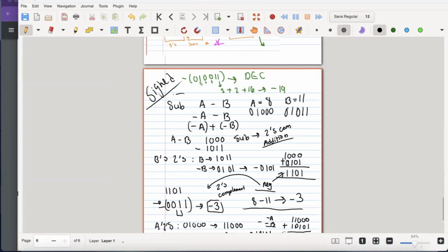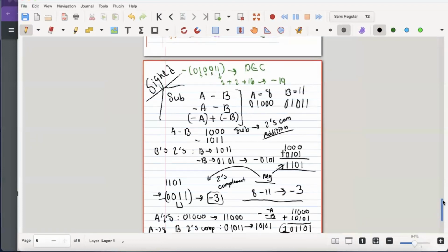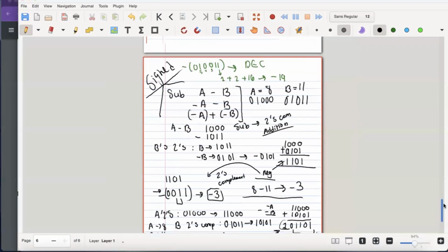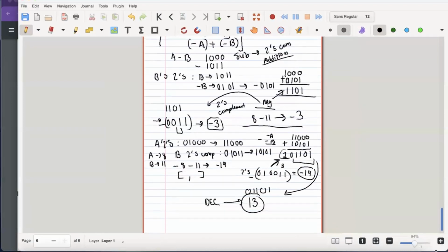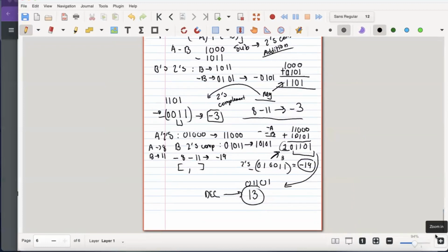Do these examples, because that essentially is what's going to be on your exam. You're going to have an A and a B. They're probably going to be in decimal. You have to convert them to binary, do the addition, do the subtraction, and knowing whether something is negative or not, and what you should do if you get a negative answer or overflow is going to be really important. Yeah, that's pretty much it.